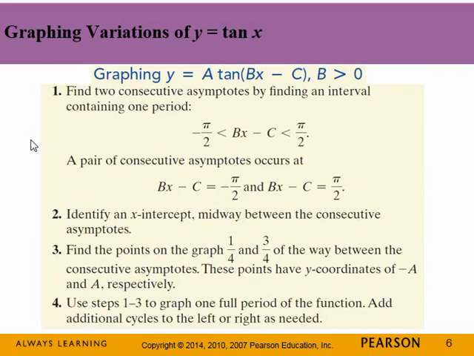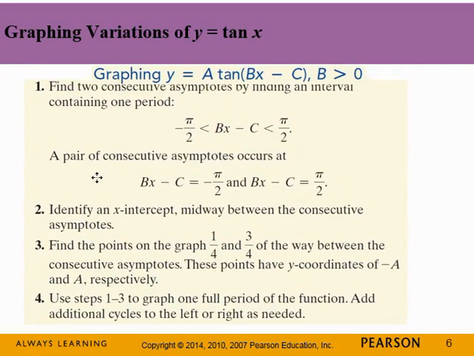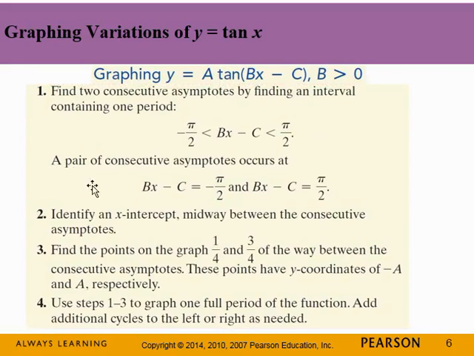So graphing your variations. It's the same format as we had before. So find two consecutive asymptotes by finding the interval containing one period. Consecutive asymptotes occur when bx minus c equals negative pi over 2 and bx minus c equals pi over 2. So you're going to set your bx minus c to negative pi over 2 and pi over 2. Then identify an x-intercept, which is midway between there, and then find your points on the graph that are 1/4 and 3/4 of the way there, and then graph all of your points. We will go over an example. It sounds a lot more confusing than the actual math is.